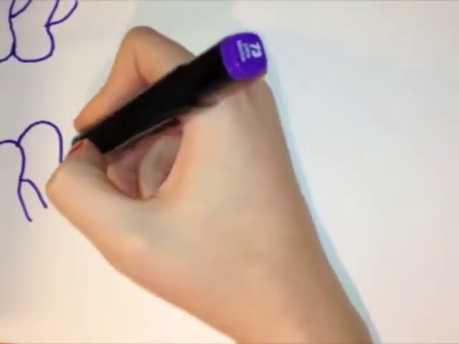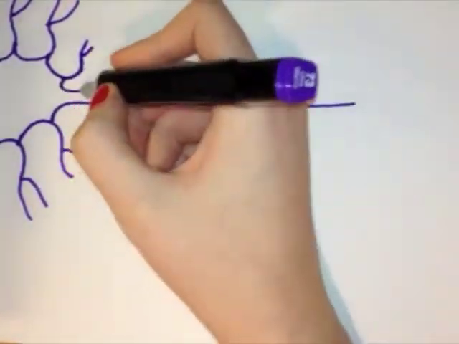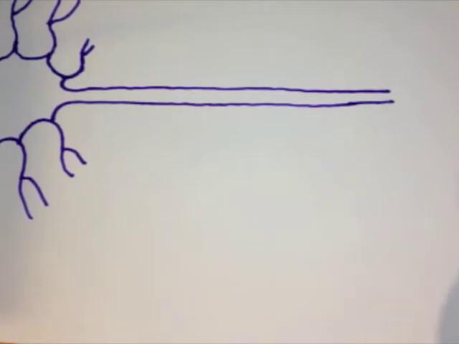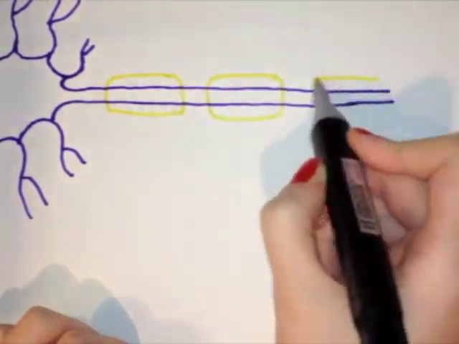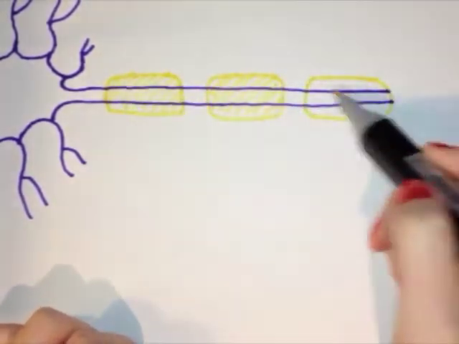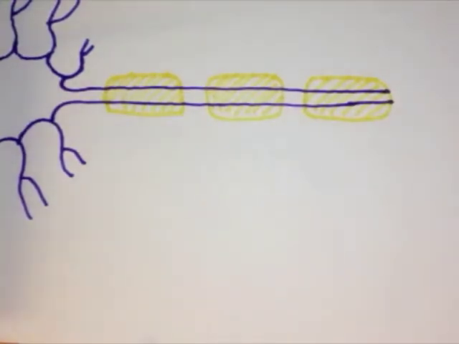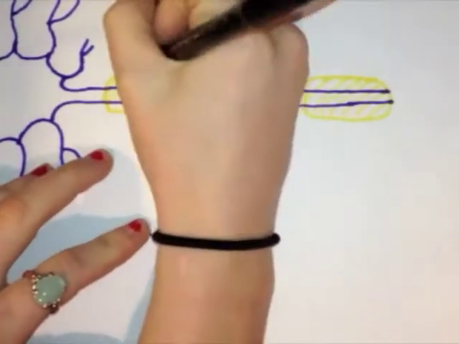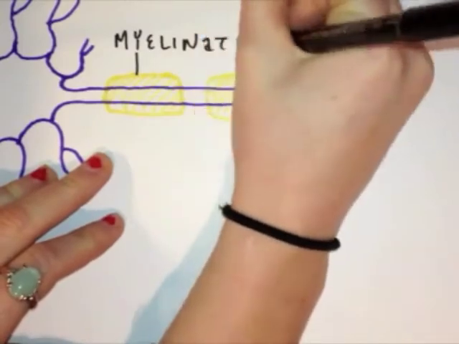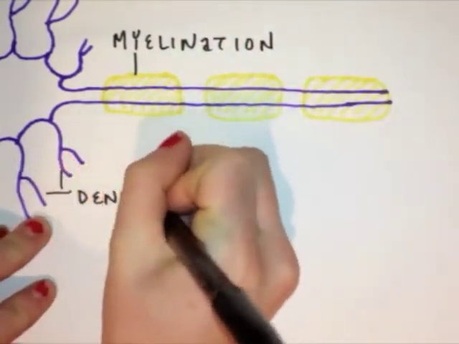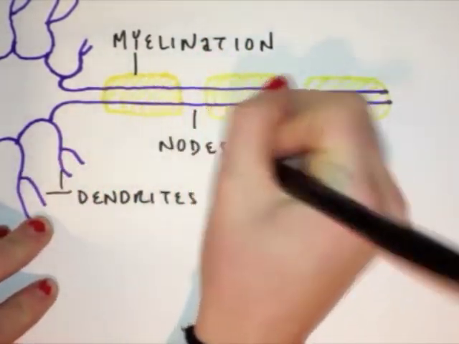So here's all you need to know. Right now we're looking at a neuron that's just at rest. It's got dendrites going all over the place, and extending off the body is an axon, which is myelinated in this case by Schwann cells. The space in between the myelination on the axon is known as the nodes of Ranvier.